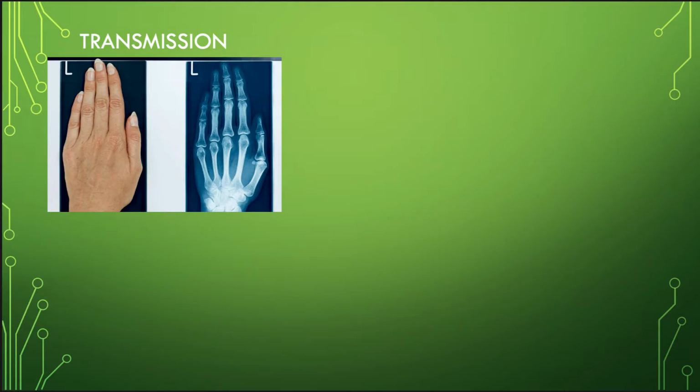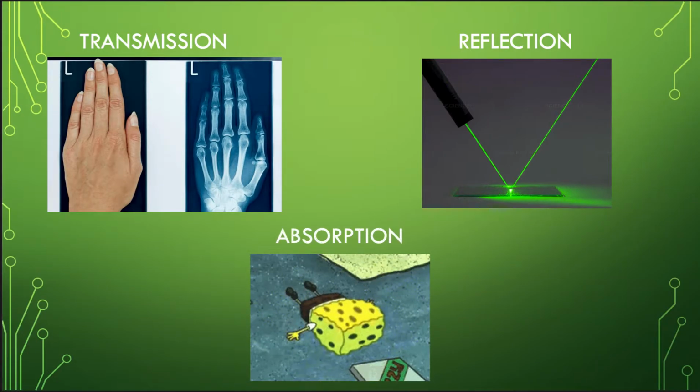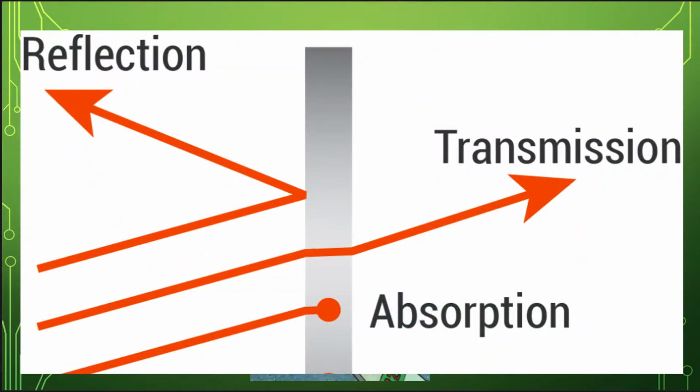Here's a reminder of three things that can happen to waves when they encounter a material. First is transmission. This is the ability of the wave to pass through a material or not. Reflection. This is when the wave bounces off the material. Absorption. This is when the wave and the material have some sort of interaction that stops the wave from propagating. Think like a sponge soaking up water. Here's another example of these three.